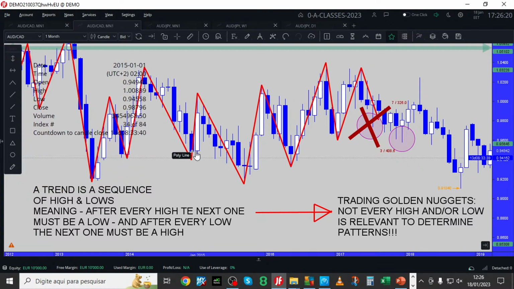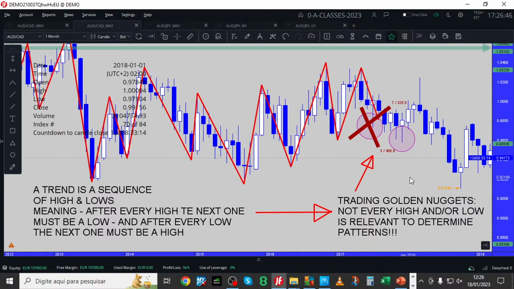Okay, take a screenshot, everybody. Take a screenshot, take a picture, make a photo, print it out, and learn. Not every high or low is relevant. What does this mean? Not important, not relevant. To determine patterns, we are looking for trends.